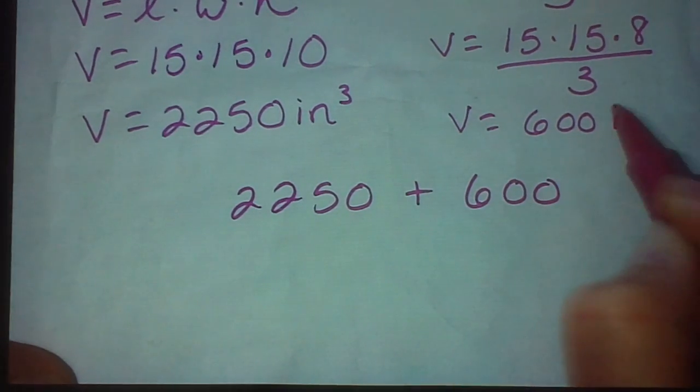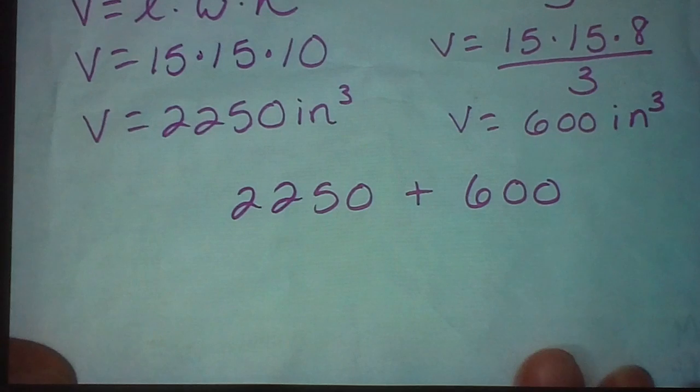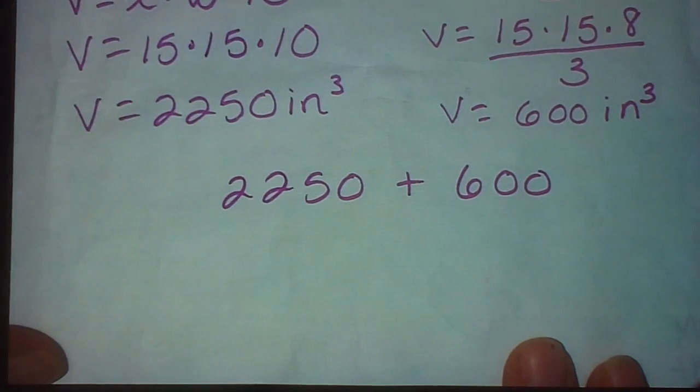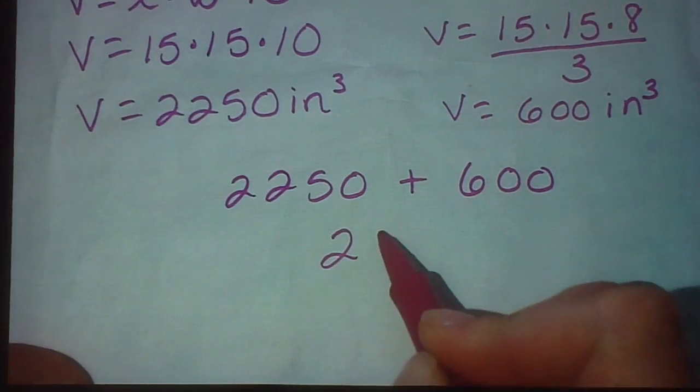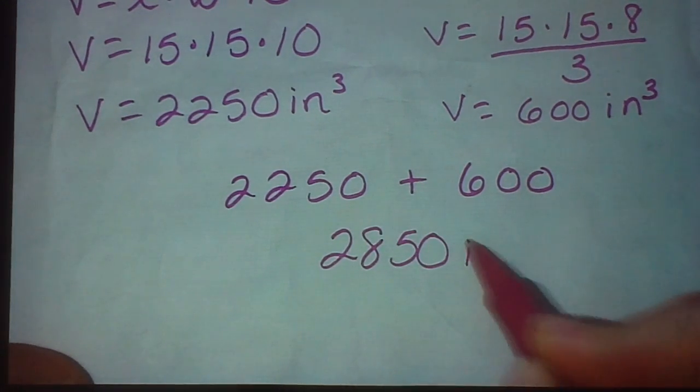Oh, I forgot a unit. Naked numbers. Put some clothes on that. 2,250 added to 600 is 2,850 inches cubed.